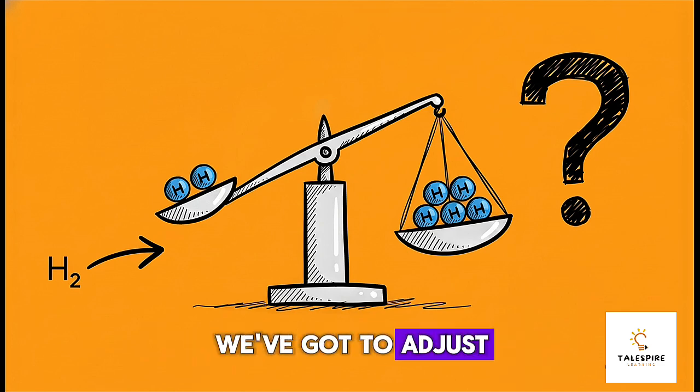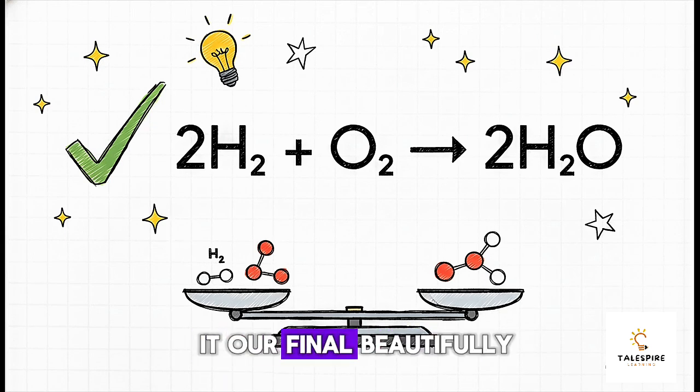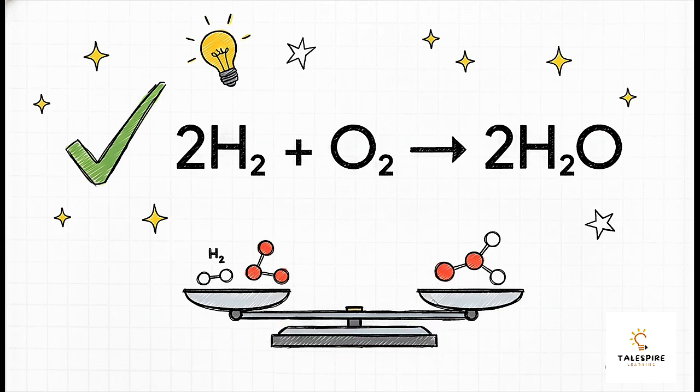Yep, we've got to adjust the coefficient for hydrogen on the left. So let's just pop a 2 in front of the H2 on the left side. And there we have it, our final beautifully balanced equation. 2H2 plus O2 goes to 2H2O.